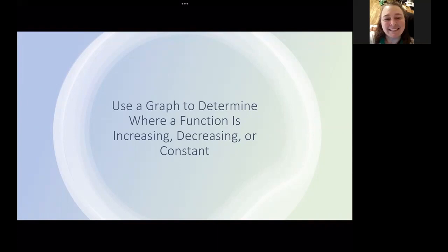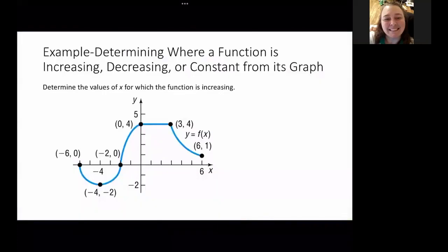So let's take a look at a graph, and this graph is going to have all different pieces of increasing and decreasing, and we're going to decipher each one of these pieces. When we determine where a function is increasing, decreasing, or constant, we need to use strict inequalities involving the x variable, okay? Or we can use open intervals of the coordinates. So the function here is what we're going to look at.